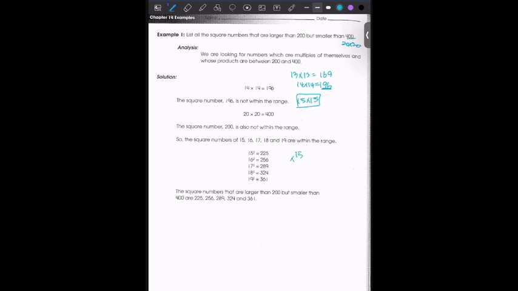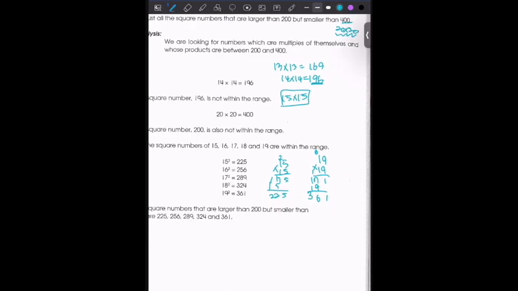15 times 15 is 225. Since the square number should be less than 20 times 20, we're going to try 19 times 19 to see if that is in range. That gives us 361. So the square numbers that we have are going to be 15 times 15 to 19 times 19.